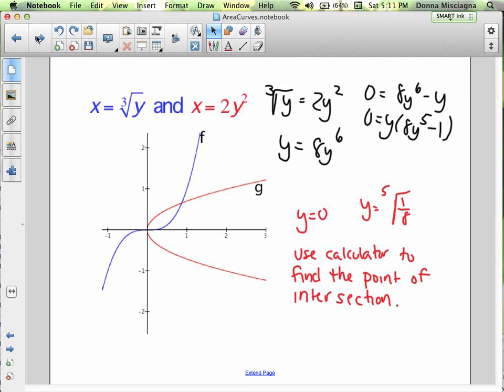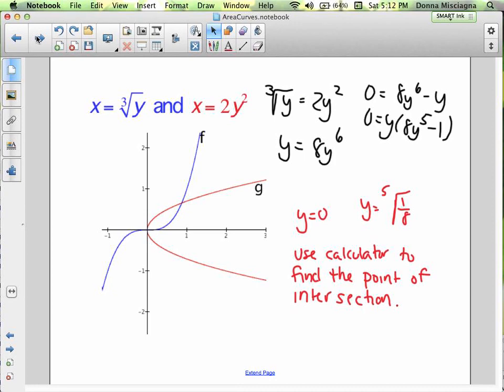All right, so first of all, we need to find our points of intersection. Actually, not first. After we've graphed, second, we need to find our points of intersection. And so we set the two curves equal to one another. Cube root of y equals 2y squared. All right, so you cube both sides. You have y equals 8y to the 6.